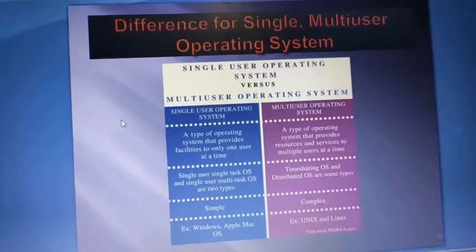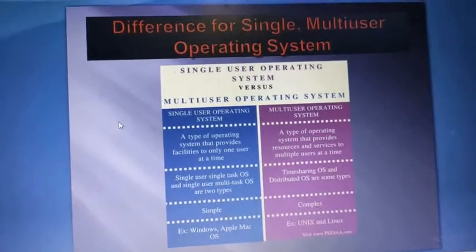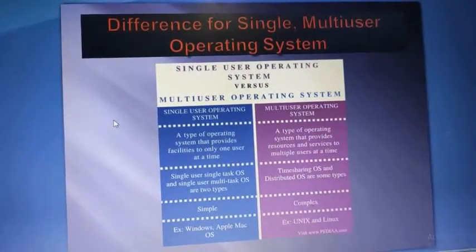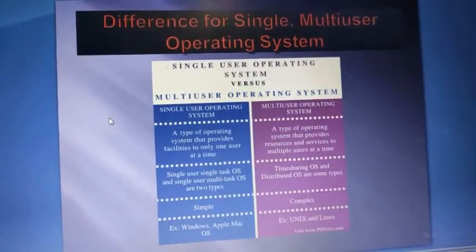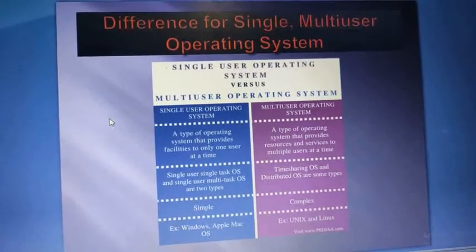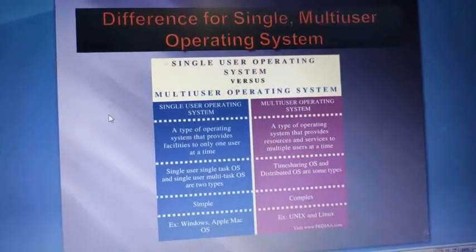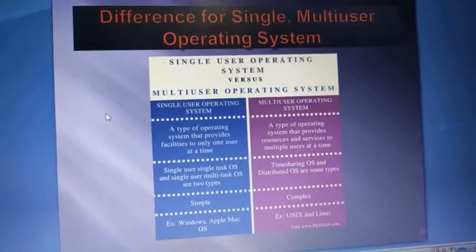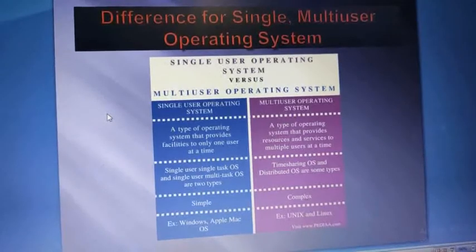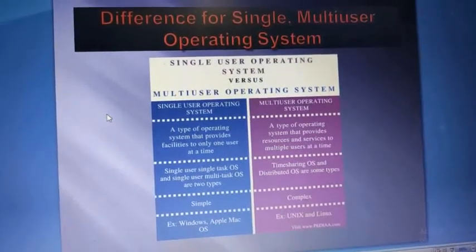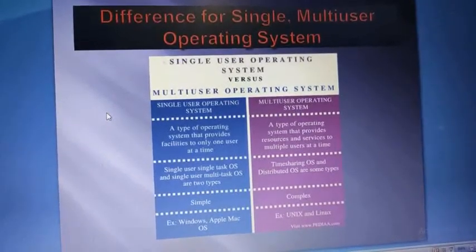Second point, single user operating systems have two types: single task OS and single user multitask OS. Multi-user operating systems have types such as time sharing OS and distributed OS. Third point, single user operating system is simple, multi-user operating system is complex. Examples of single user operating system: Windows, Apple Mac OS. Examples of multi-user operating system: Unix and Linux.